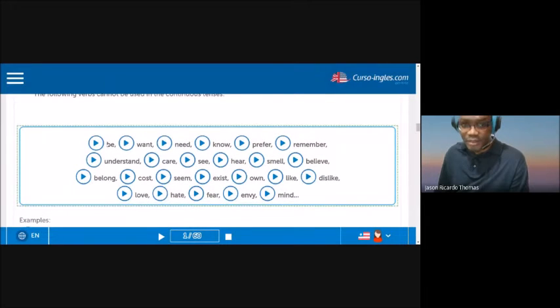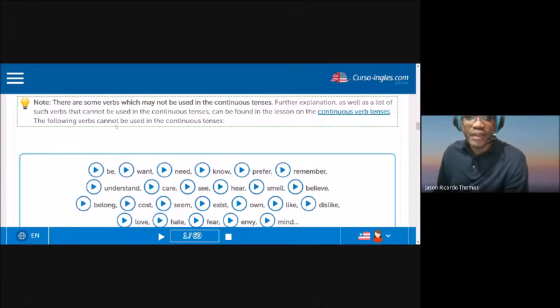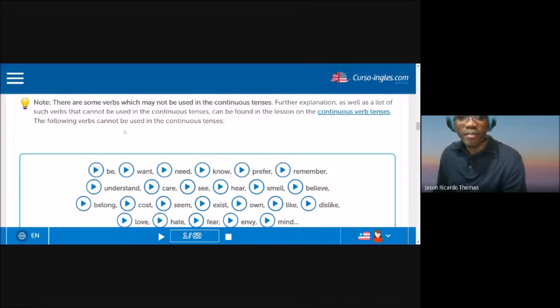Never. The verb to be, we always use it plus another verb. Same thing for want, need, know, prefer, remember, understand, care, see, hear, smell, believe, belong, cost, seem, exist, own, like, dislike, love, hate, fear, envy, and mind. Why? Well, these verbs are not in the continuous form mostly because they are stative, right? They're not like our other verbs, but we'll look at them more in detail. And there's a full lesson.